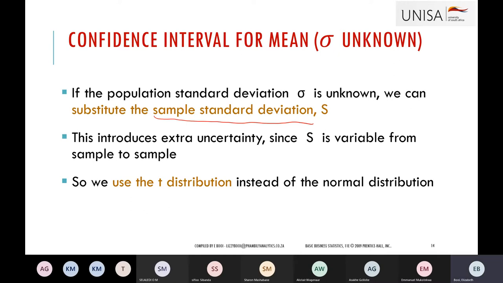So when you read the question, you need to look out for more cues or keywords, things that will tell you whether you are working with the population standard deviation or the sample standard deviation. And because we're working with the sample standard deviation, this will introduce some uncertainty, because the samples differ from one sample to the other. In that case, since we're using the sample standard deviation, we're going to use the T distribution instead of the normal distribution.